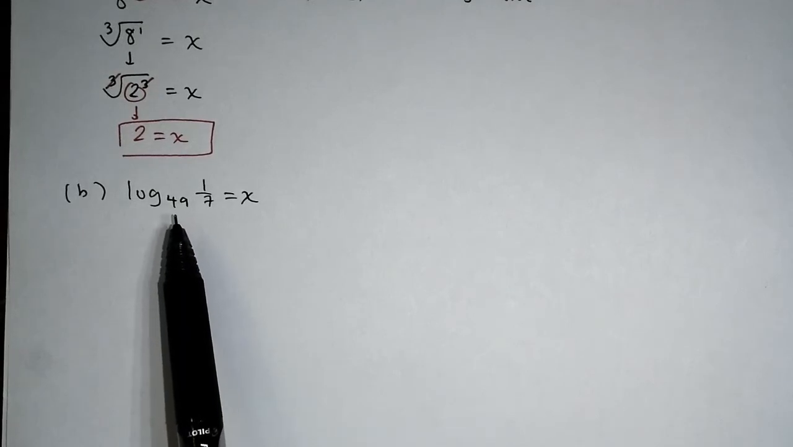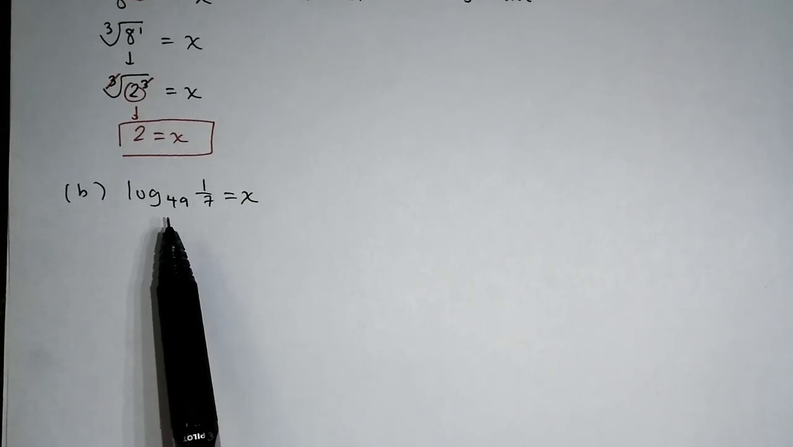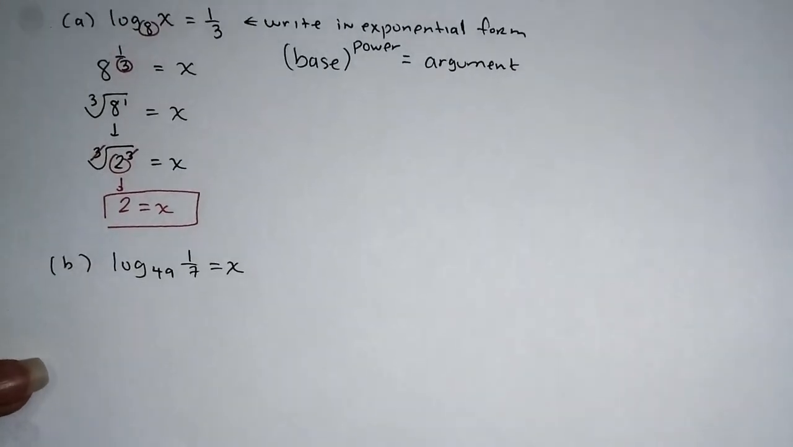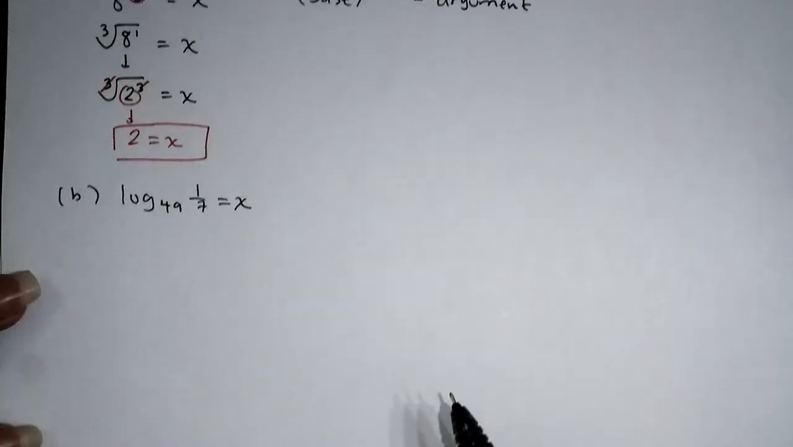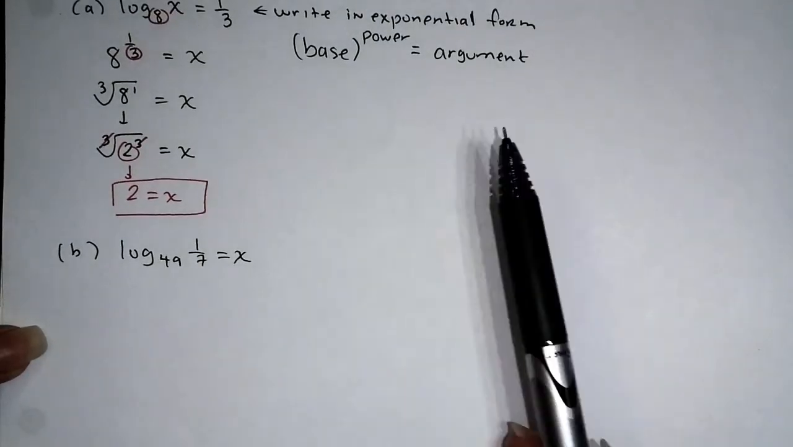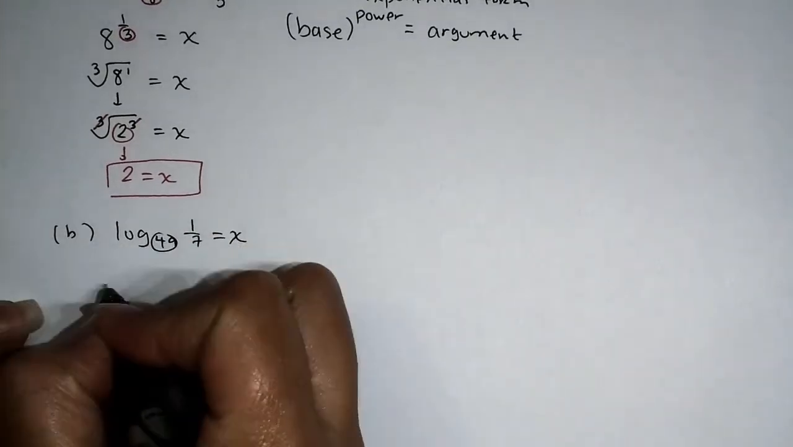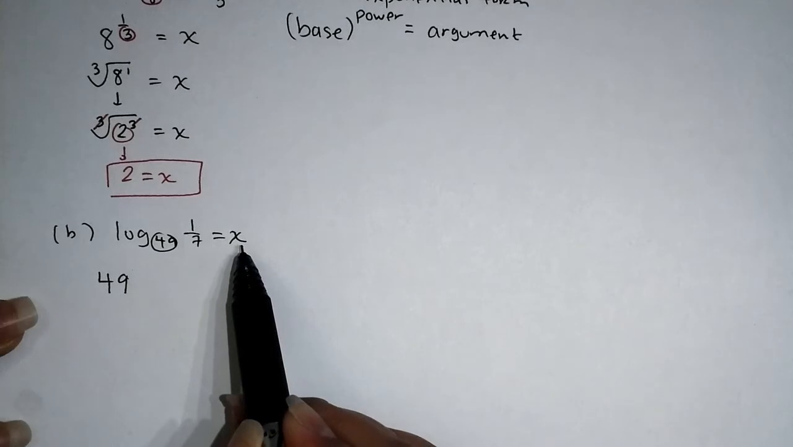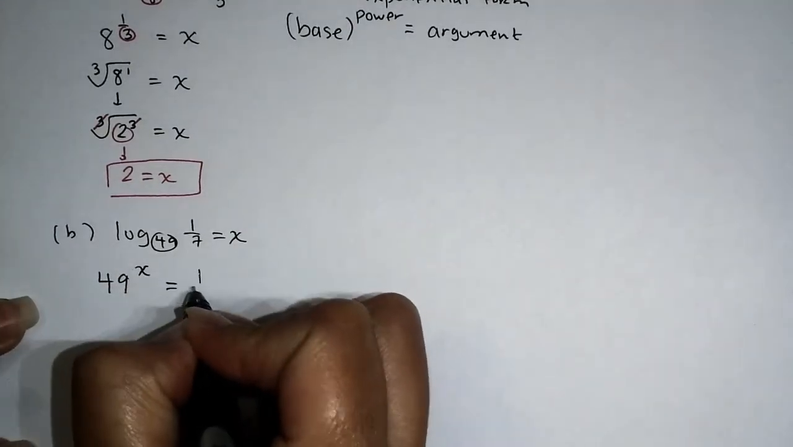And since I forgot how the change of base rule works, we're just going to go ahead and use the same strategy as before, and quickly write this in exponential form. So a gentle reminder, it's base to some power equals the argument. The base of the logarithm is 49. Base to some power, the log equals x. And since a log is just an exponent, the exponent is x, which equals 1/7.